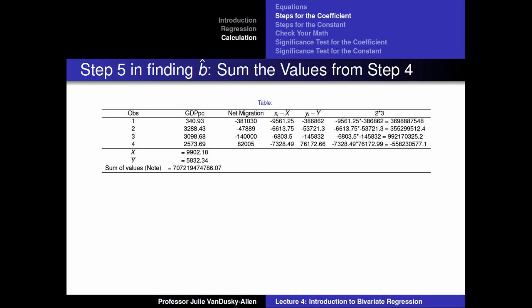The next step in calculating b hat is adding all of the values from step 4 together. After adding all of the 178 values together, the value I calculated was 707,219,474,786.07. Note that this value is the numerator in the b hat equation.